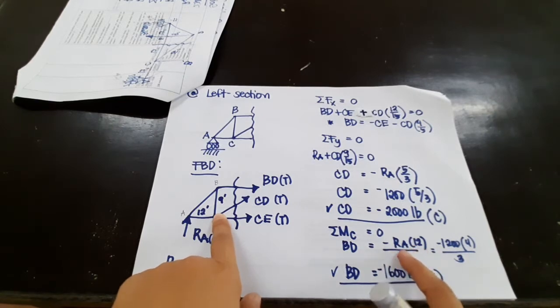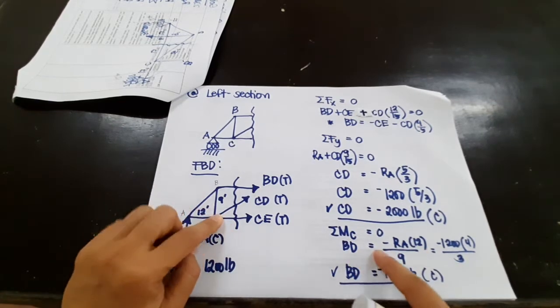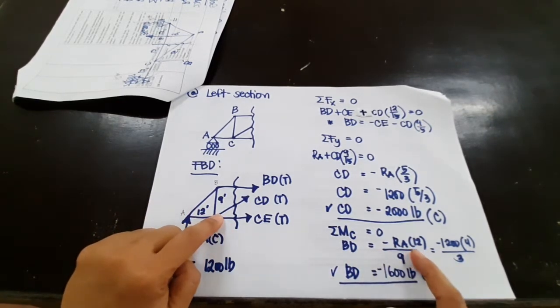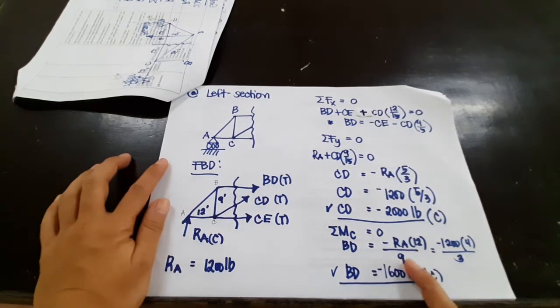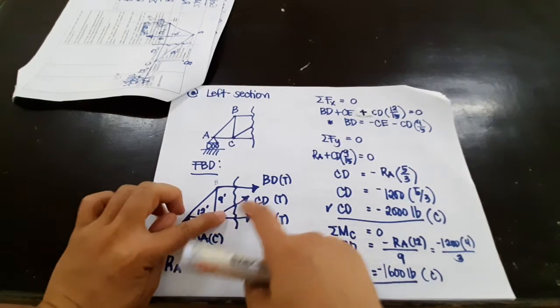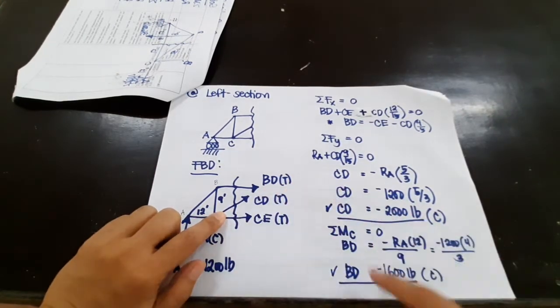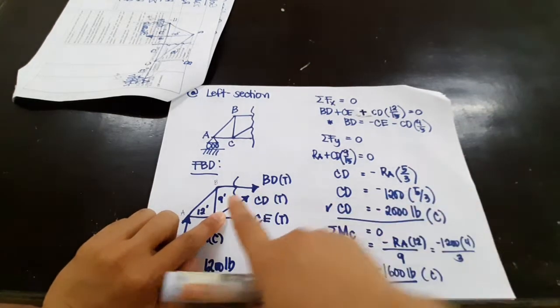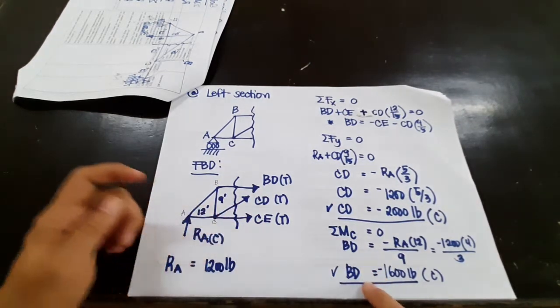So we have BD equals negative RA times 12 over 9. And so we have a negative value again. We assumed that BD is tensile, and since we solved for a negative value, that would mean that BD is a compressive force.